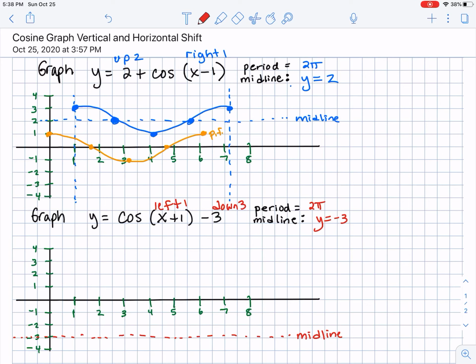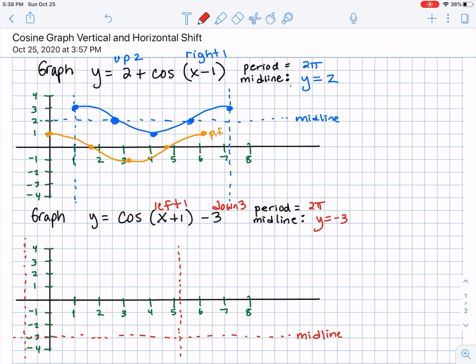And the period is 2 pi, so that means I should see the entire cosine wave within that period. And if it's moving left 1, and normally I'm at 0 to 2 pi, or 6.28, if I move 1 to the left, then that means it's going to be graphed between negative 1 and, instead of 6.28, 5.28. Okay?